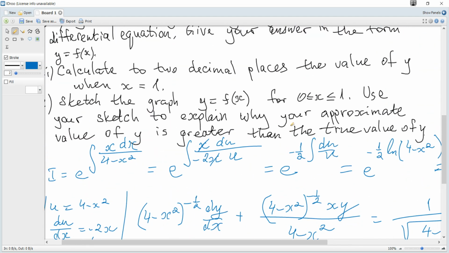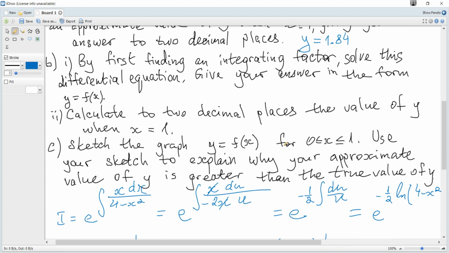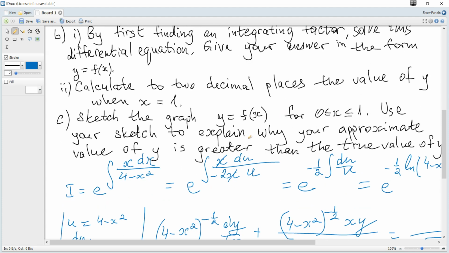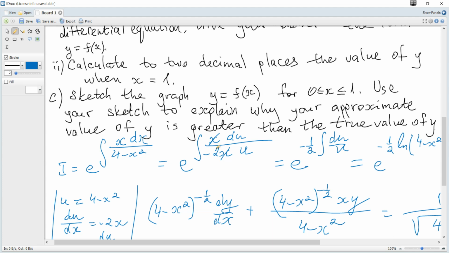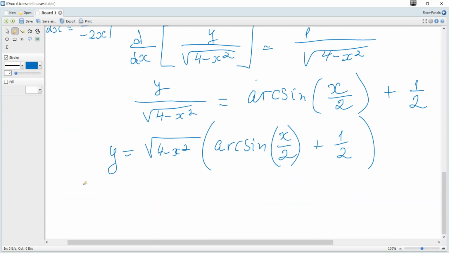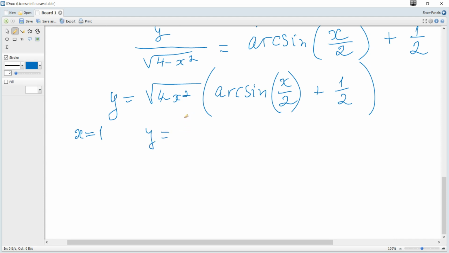And we need the value of y at the same x value, but using this exact solution, so we will get the exact value, and we need again when x is 1. So substituting x is 1, we get that y is, you can see that it's root 3 multiplied by arcsine of a half plus a half.